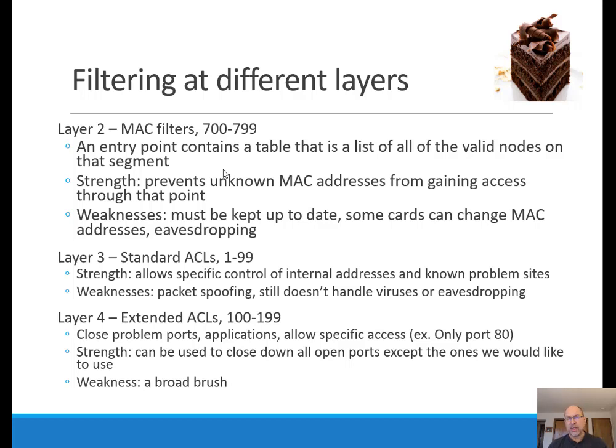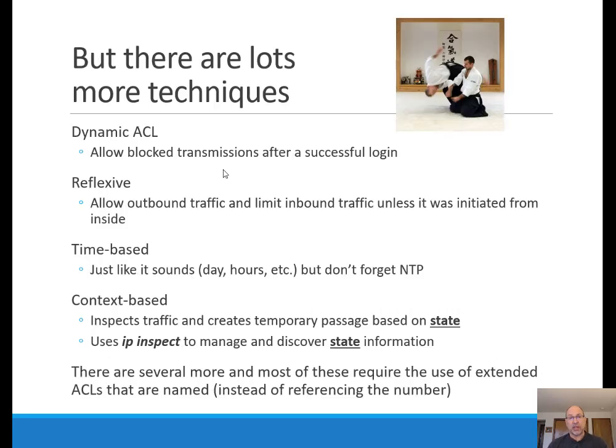But each one of these layers or each one of these approaches has some strengths and some weaknesses. We are spending our time with standard and extended ACLs, but there are lots more techniques that we can use to control or manage traffic. And here's a partial list of some of those. So there's a dynamic ACL. That's the one that I mentioned earlier, right? You block the transmissions until there's a successful login, and then all of a sudden that transmission is allowed.